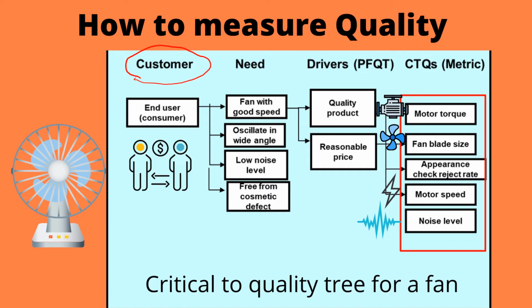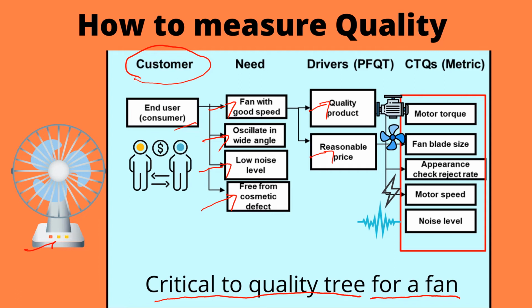One of the ways to understand what the consumers' or customers' requirements are is through what we call a critical to quality tree. So let's look at this example of a table fan. What end customers need is a fan with good speed, oscillating at a wide angle, low noise level, and also free from cosmetic defects. And definitely the driver will be quality products at a reasonable price.